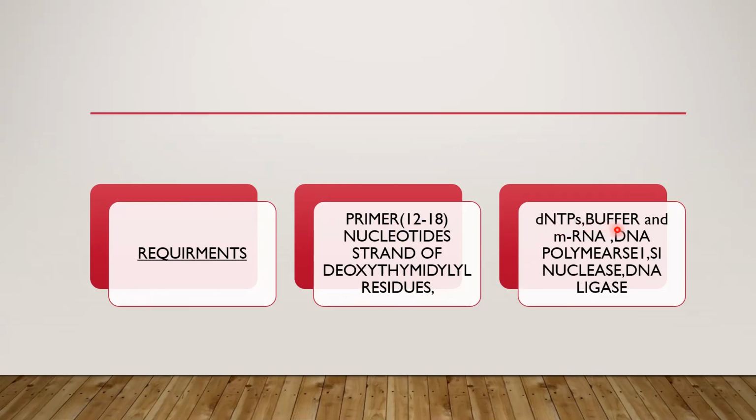Then a buffer is required, which will resist the change in pH. Then messenger RNA, which we have already discussed, is the major requirement. DNA polymerase 1 for adding the bases of nitrogen. S1 nuclease enzyme. Then DNA ligase for gluing DNA segments.